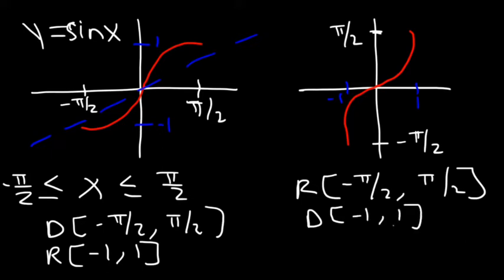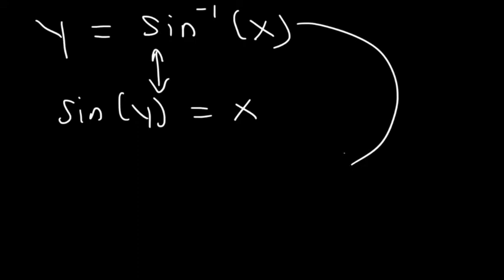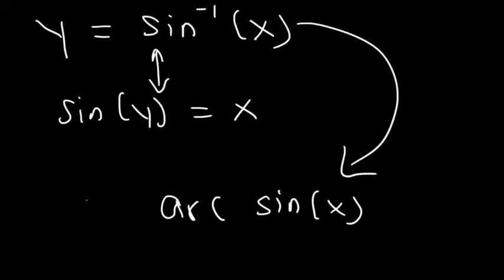So let me talk about the domain and range. For sine x, the domain is this, the range is this, and for sine inverse x, the range is this and the domain is this. You can see they are exchanged with each other. Now let's come to y equals sine inverse x. We have plotted it, and look at this. This is sin y equals x. In other words, when I interchange them, this is also called arc sine x.